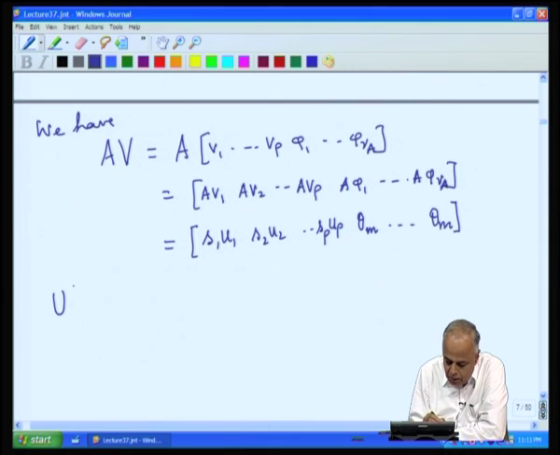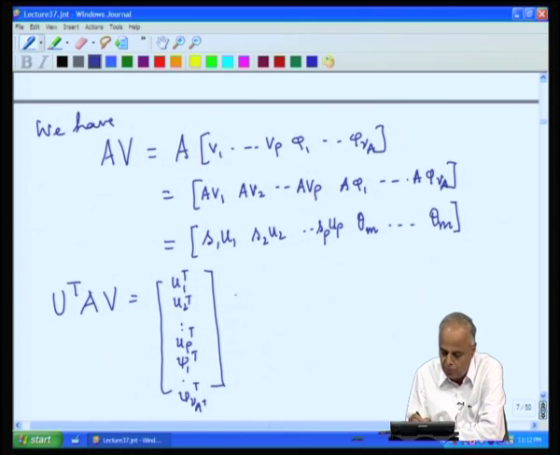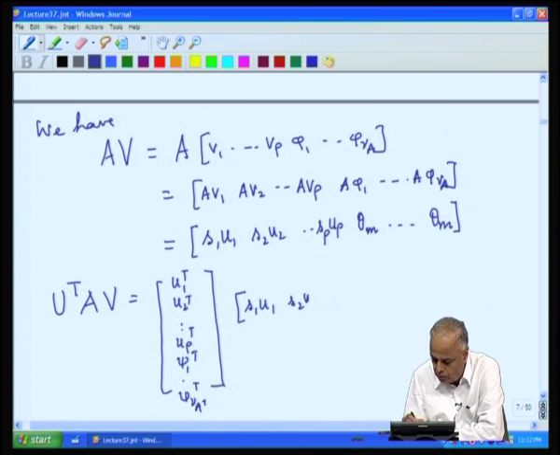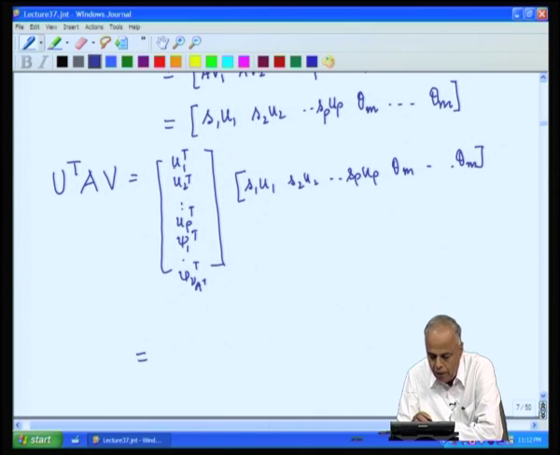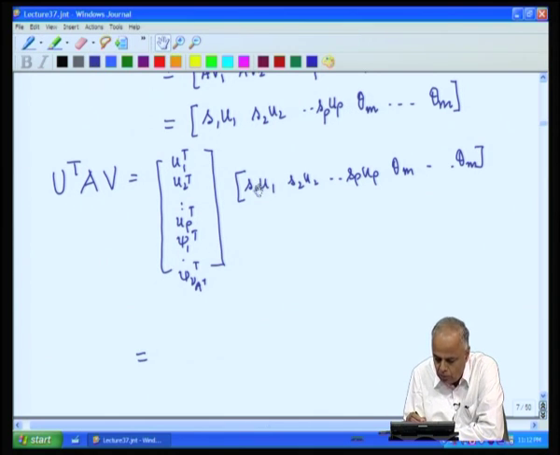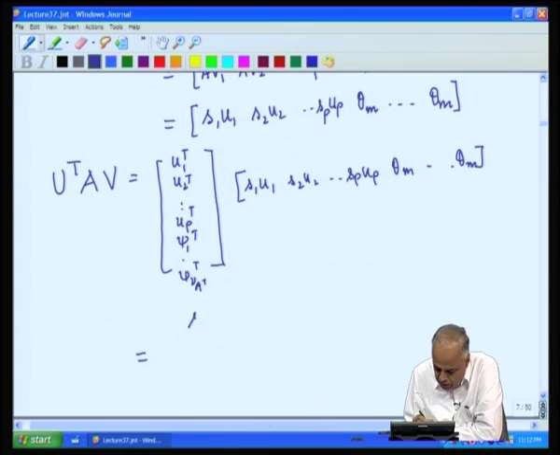Now, let us multiply this matrix by U transpose. U transpose has rows U1 transpose, U2 transpose, U rho transpose, psi 1 transpose and psi nu A transpose. That is U transpose into S1 U1, S2 U2, S rho U rho, theta m, etcetera, theta m. Now, if you multiply, what do we get? First is U1 transpose into U1. U1 transpose U1 is 1, because these vectors are of length 1, all are orthonormal vectors. So, I will just get S1. So, the first entry is S1.